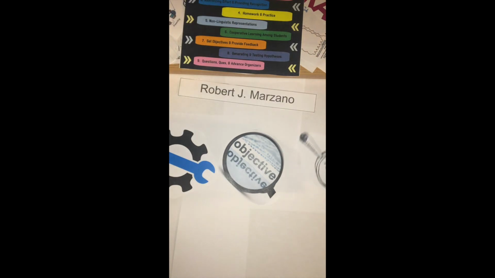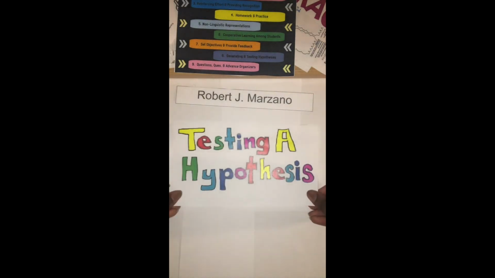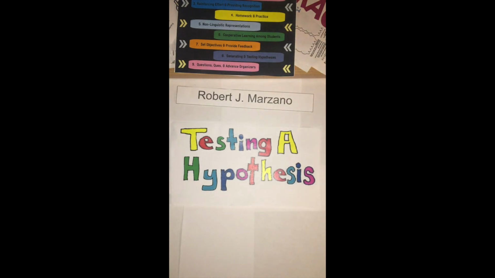Strategy 7, we have setting objectives and providing feedback. This is really to give students direction and help them think about their own learning. Strategy 8 is testing a hypothesis. This is to enhance their learning and helps the students to explain their hypothesis and conclude their hypothesis. This is problem solving, decision making, investigation, and invention.